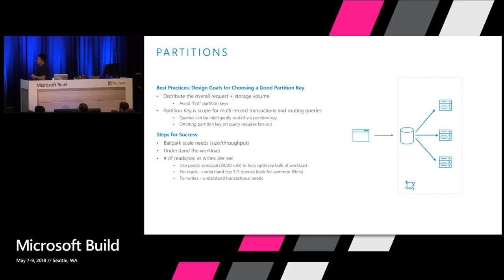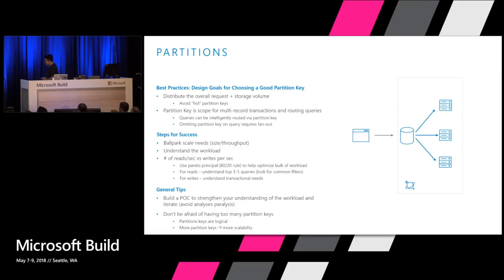For a read-heavy workload, you want to look at your top 3 or top 5 queries, look at the where clause, and choose commonalities out of the where clause. For a write-heavy workload, the main thing to think about, in addition to distributing the overall request volume, is understanding transactional needs. At the end of the day, we do give you multi-record transactions scoped at the partition key level.